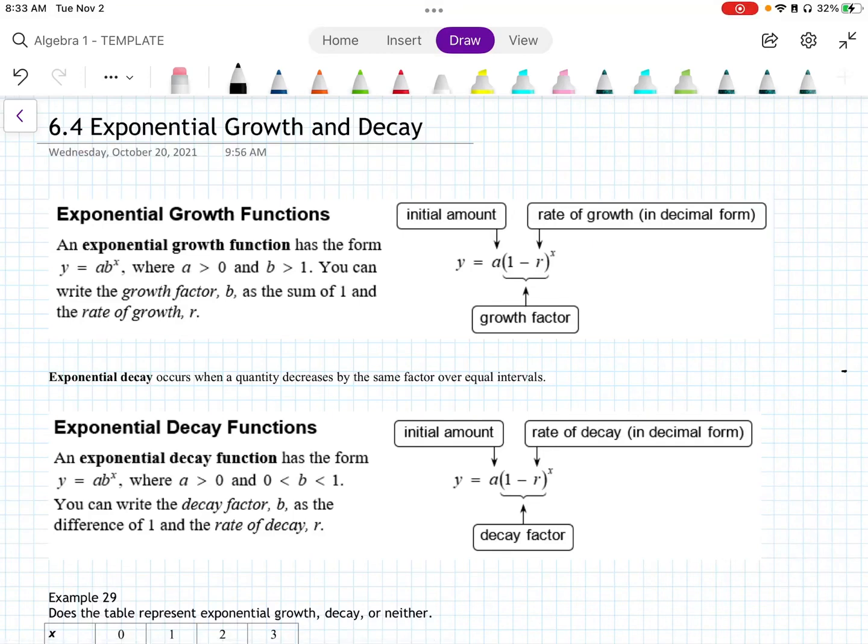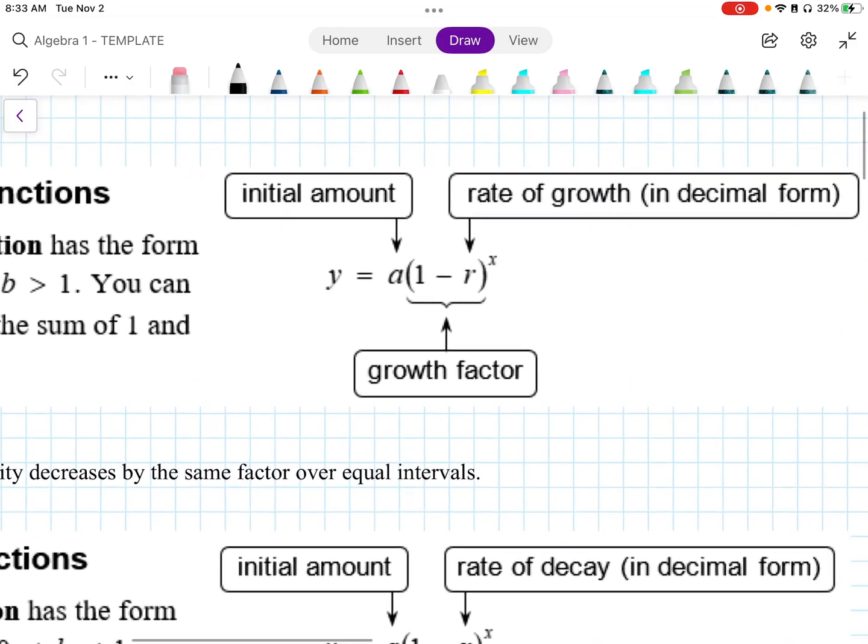Okay, 6.4, exponential growth and decay. Starting off with exponential growth. An exponential growth function has the form y equals ab to the x, where a is positive, b is greater than 1. And over here we have our formula.